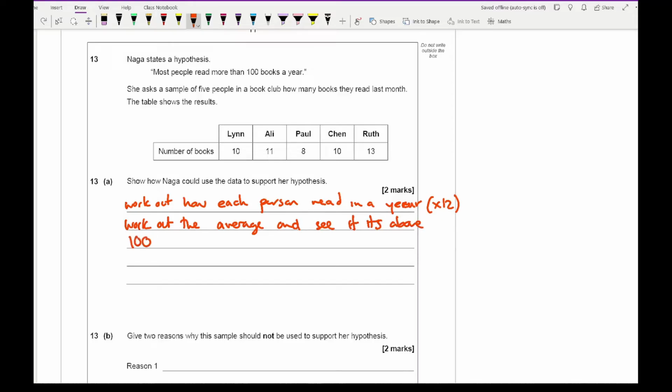So what we'd have to do here is if we added up all of these numbers, so we've got 10 plus 11 plus 8, plus 10 plus 13. I'm going to multiply that by 12 and divide that by 100. Well, actually not divide that by 100 because we've already got 5 people. So divide that by 5 and see if it equals over 100, in which I think it's 124.8, which is above 100, so she's correct.